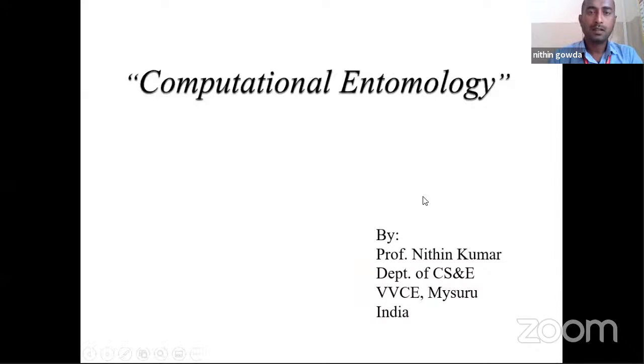The topic that I'm going to explain in today's session is computational entomology. Before I start with this particular topic, the name itself suggests that we are going to address the problems of a domain by the name entomology by using computer science. Computation plus entomology, together we call it computational entomology.